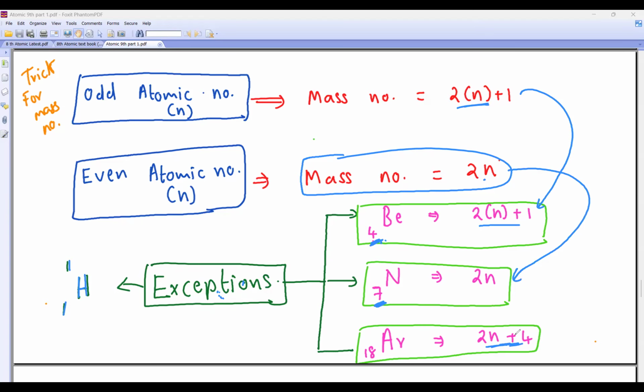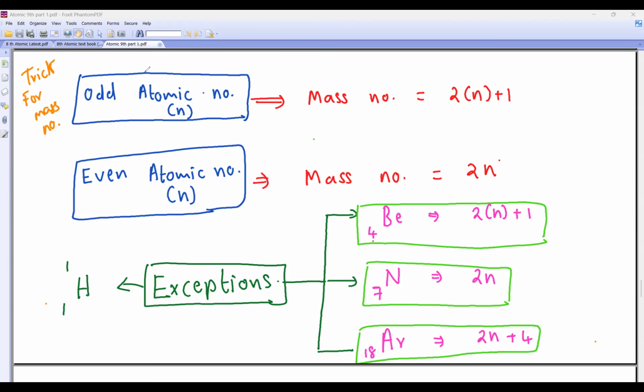Now I'll give you an example. Don't worry. For an odd atomic number, you use 2n plus 1. And if it is even, how do you find the mass number? You have to double it, 2n. But you have to remember, you cannot apply it on something.